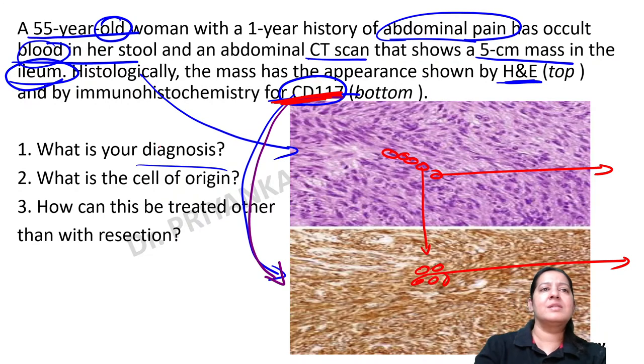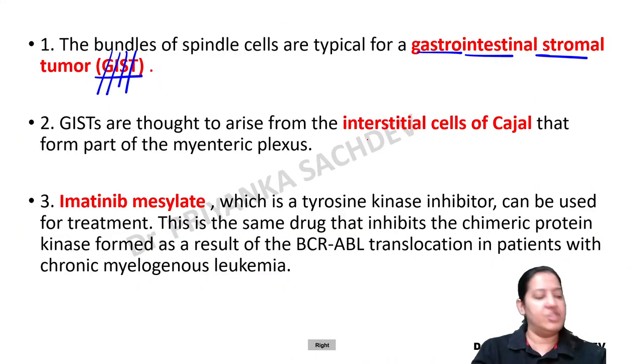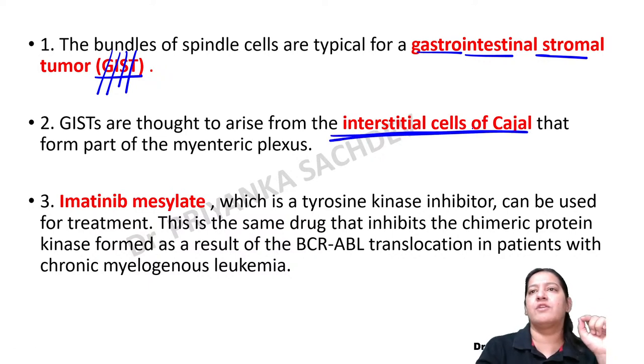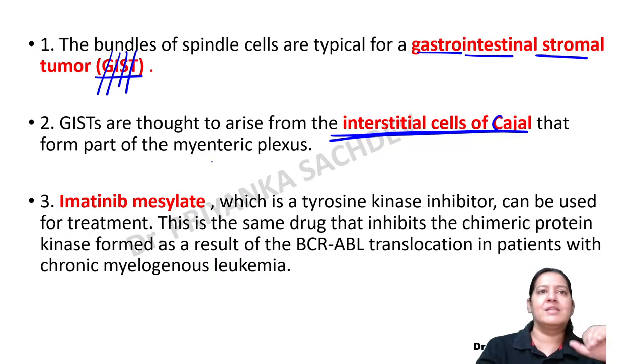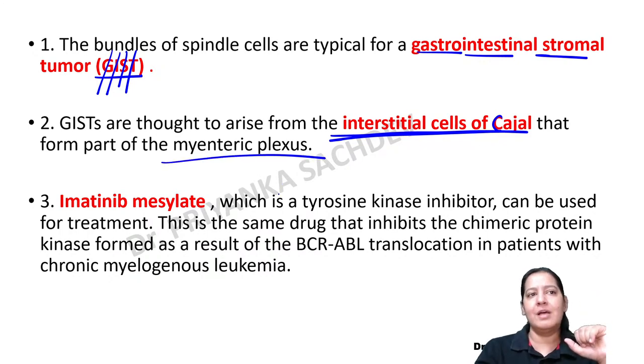So what is your diagnosis? The answer is GIST. What is the cell of origin? The cell of origin is this. It is known as interstitial cells of Cajal. Cajal is spelled with a C, not K. The interstitial cell of Cajal is present in the myenteric plexus of the submucosa.